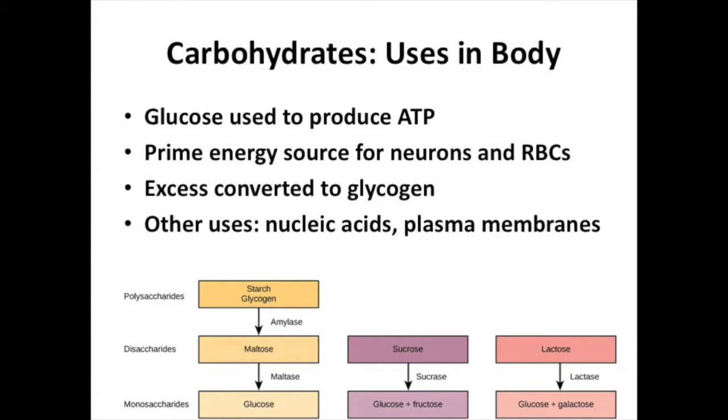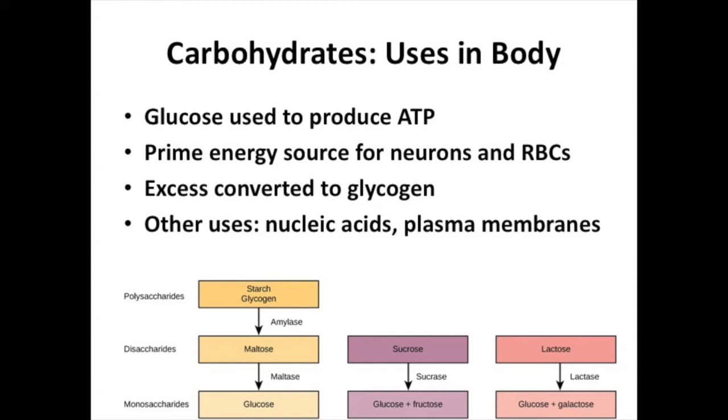And if we have extra carbohydrates in our body, those will get converted into a substance called glycogen, which gets stored in our liver or our skeletal muscles. So we do have a little bit of reserve there. If you go for a while without eating and your blood sugar starts to get a little bit low, your body can tap into that glycogen reserve to help you manage your blood sugar.